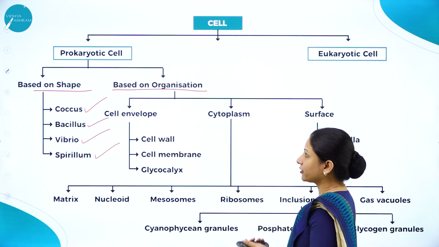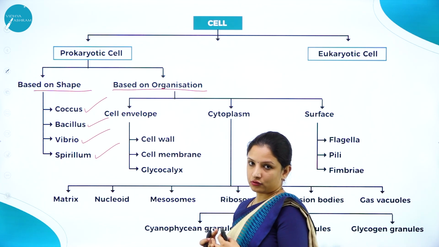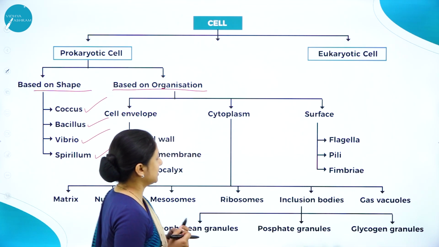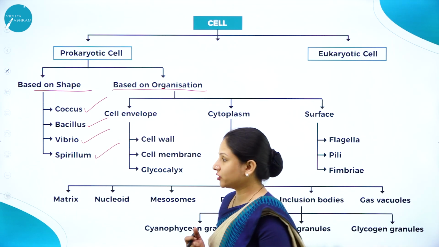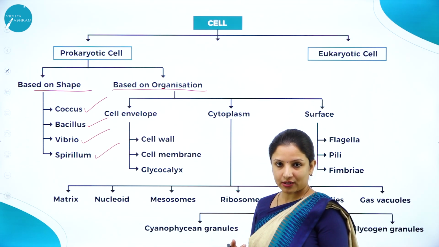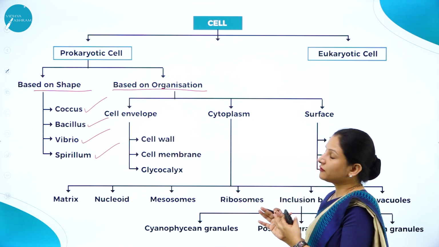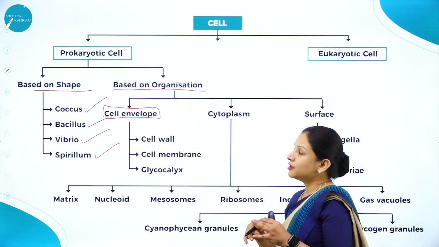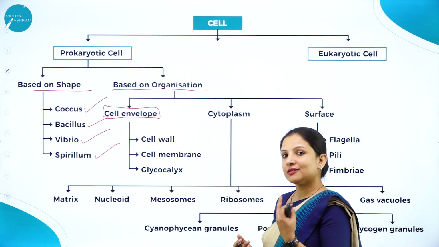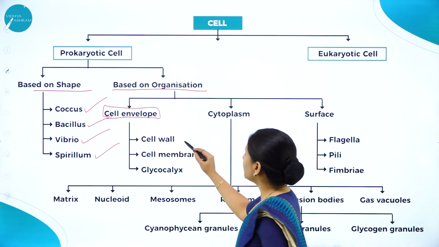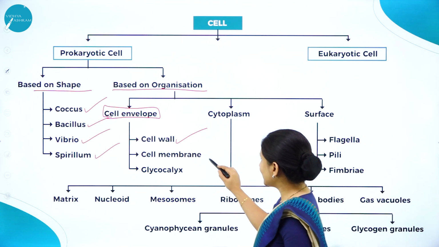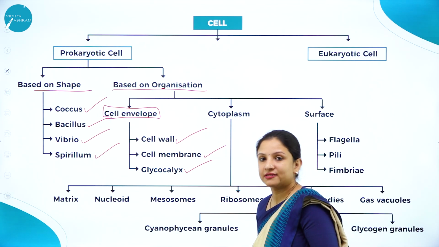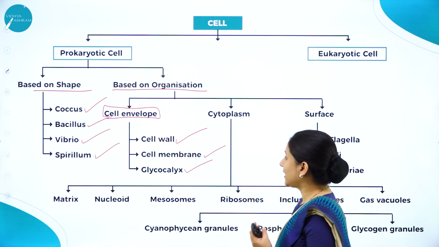And based on the organization, that is, how their cell envelope looks, what the cell covering is made up of, what cytoplasmic contents are present in them, and what components are present on their surface. First, based on the cell envelope. Cell envelope means cell covering. So what is it made up of? The cell of a prokaryote is covered by a cell wall and a cell membrane, and it is made up of glycocalyx. So the component of the cell envelope is a compound called glycocalyx.